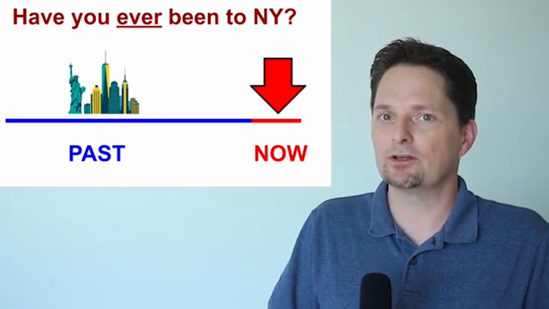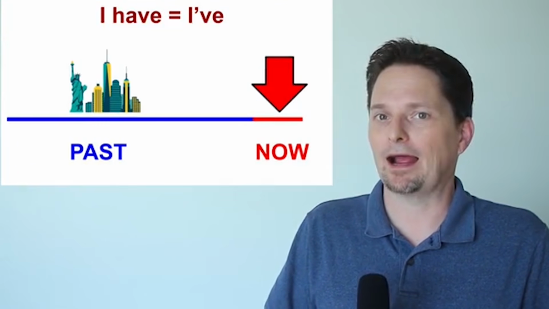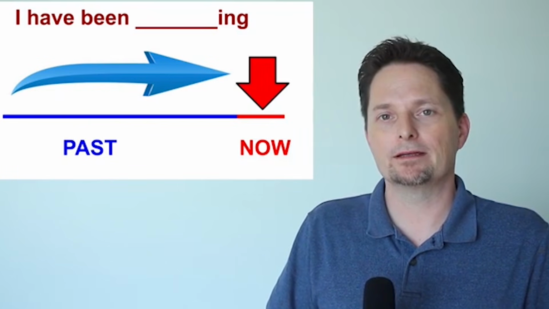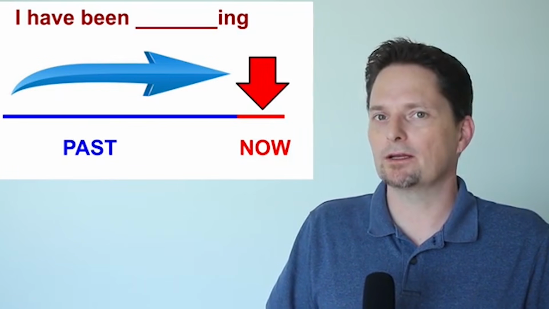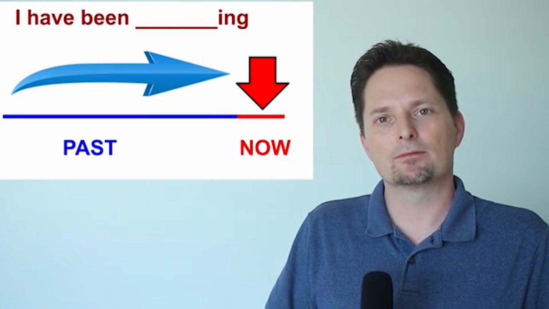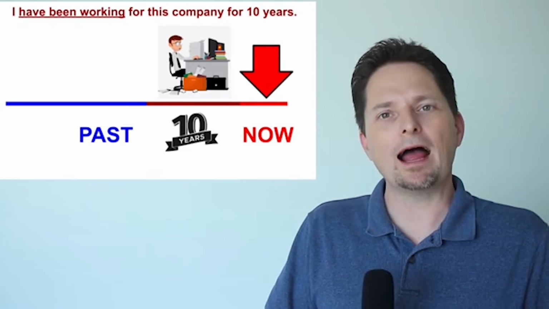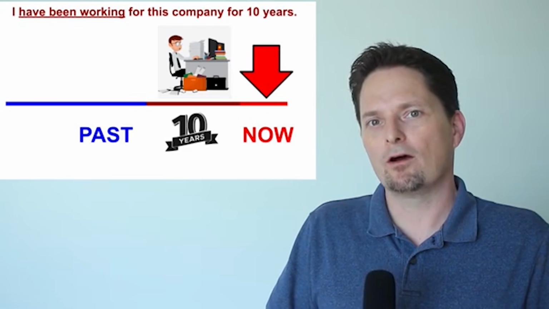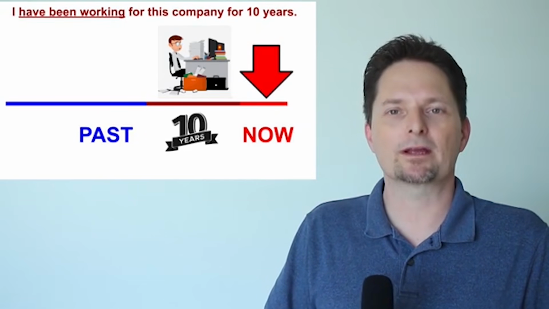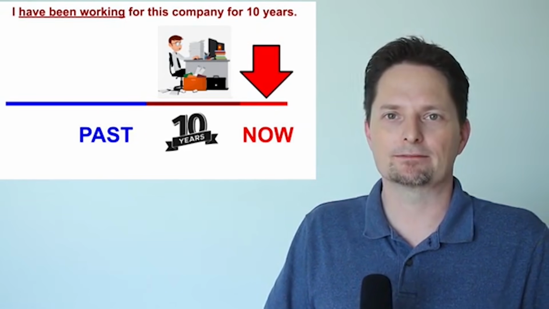Have you ever been to New York? Answer, no, I've never been to New York. We can use have been to talk about something that started in the past and continues to right now. Example, I have been living in the USA all my life. I have been working for this company for 10 years. I started working in the past and I'm still working right now. Use have been. I have been working here for 10 years.